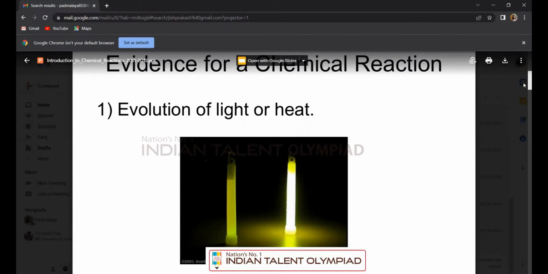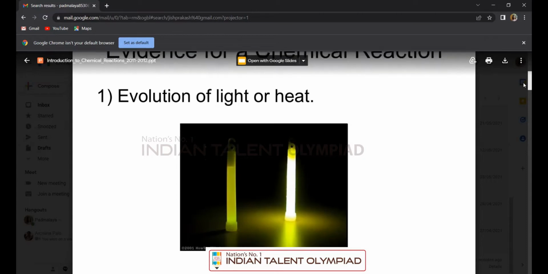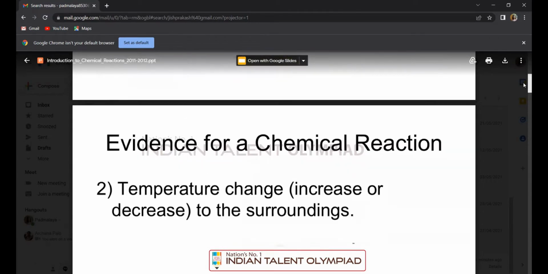How can we say that it is a chemical reaction? Inside the bulb you will have a metal tungsten filament, right? The metal tungsten filament is undergoing reaction with the electrical current. It is burning there, so the electrical energy is converting into light energy, and simultaneously heat energy is released. These are all the evidences for a chemical reaction. That is the first evidence.